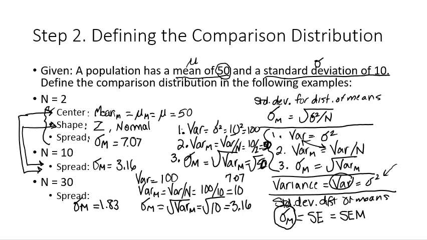And you'll see if you look closely that we first have a 7.07, next we have a 3.16 and a 1.83. We can see that as n increases, sigma m decreases. And that illustrates what we saw earlier, which is the distribution narrowing as the sample sizes got larger.